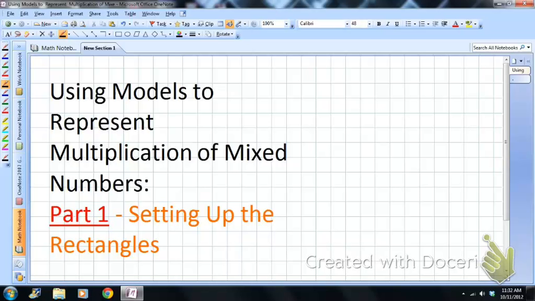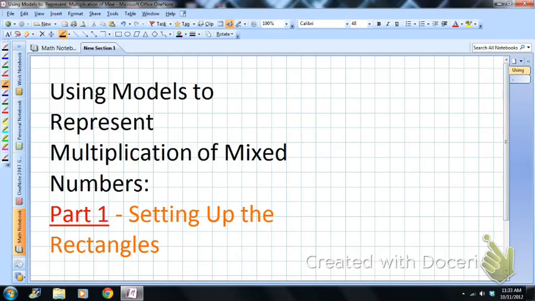In this recording, I want to demonstrate how to use models to represent multiplication of mixed numbers. I want to do this in two parts. In the first part, I want to discuss how we're going to set up our rectangles in order to construct these diagrams. And then in the second part, we'll talk about how we shade our diagram or our model and look at different overlapping sections to help us represent the product of the mixed numbers that we're going to be dealing with.